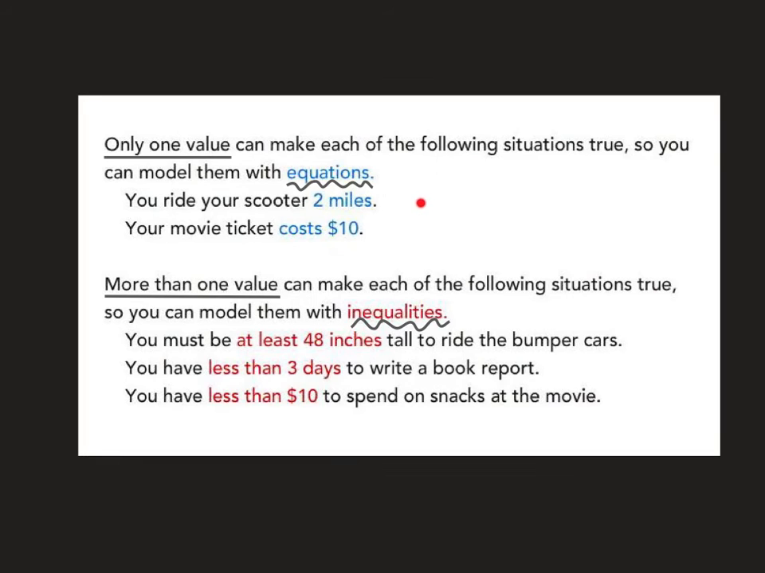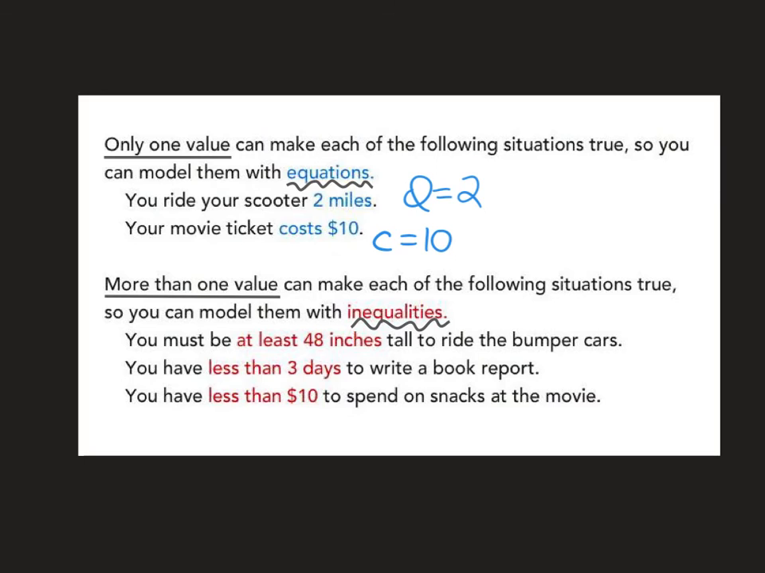Let me write how to write that as an equation. So let's say distance equals 2. That's it. And your movie ticket costs $10. One price, $10. So let's say cost equals 10. So those are equations. There's only one possible answer.